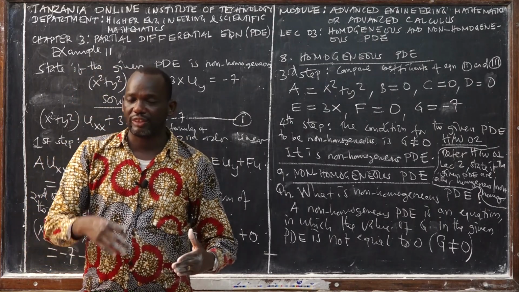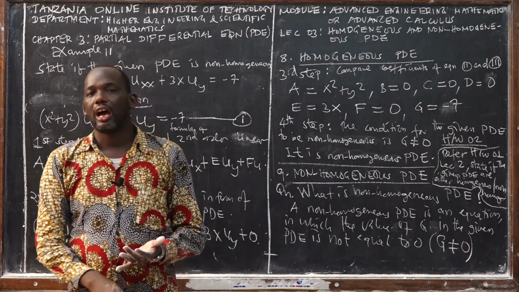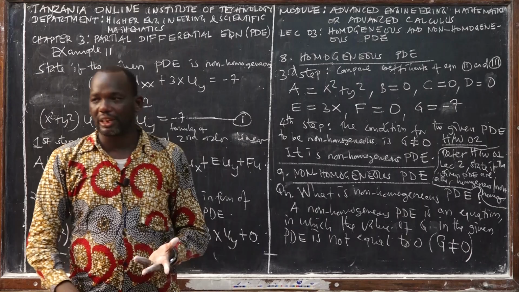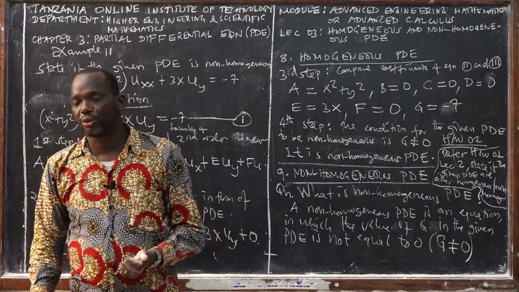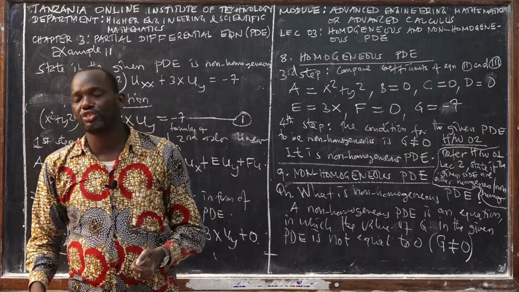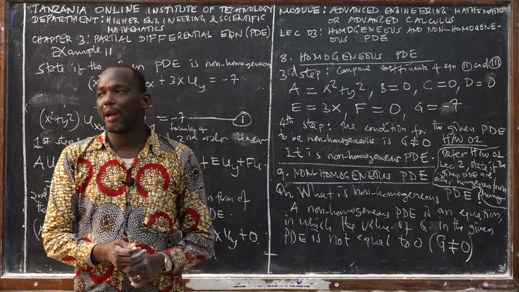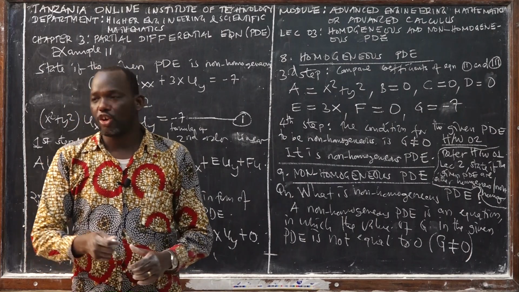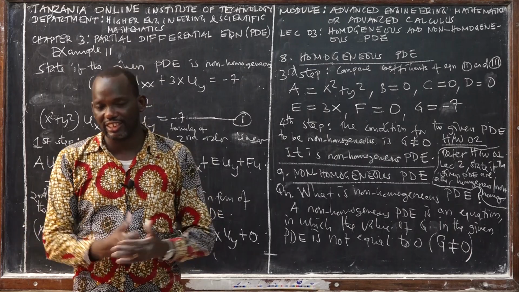In the exam questions, you will be asked to state the independent variable, dependent variable, dimension, order, and degree of a partial differential equation, and also whether it is linear, non-linear, homogeneous, or non-homogeneous. So let's say that this is the end of lecture 3.